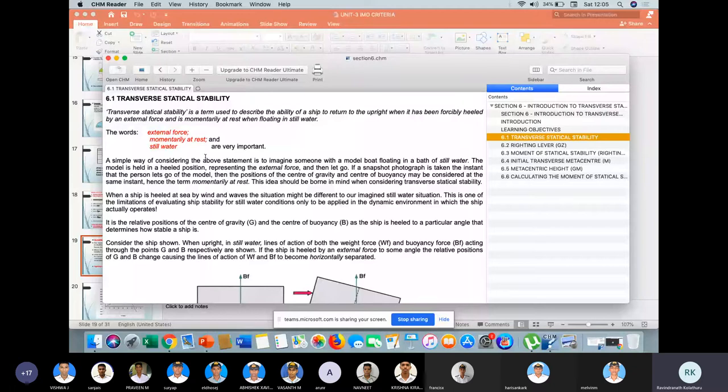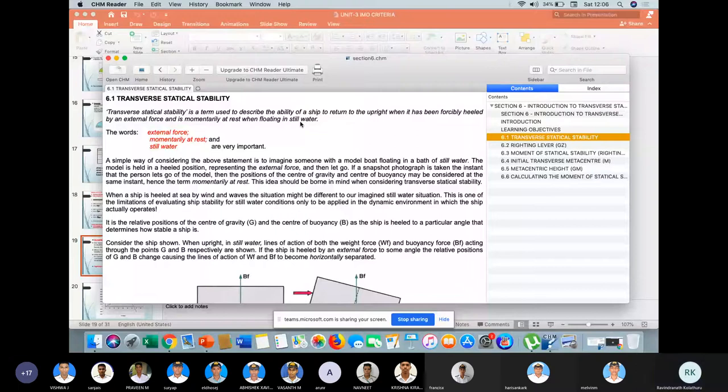Because before going into dynamical stability, I want you to refresh on statical stability, because we'll be using these GZ curves, righting moments, and all those in our upcoming lectures. Now, transverse statical stability is a term used to describe the ability of a ship to return to the upright when it has been forcefully heeled by an external force and is momentarily at rest when floating in still water.